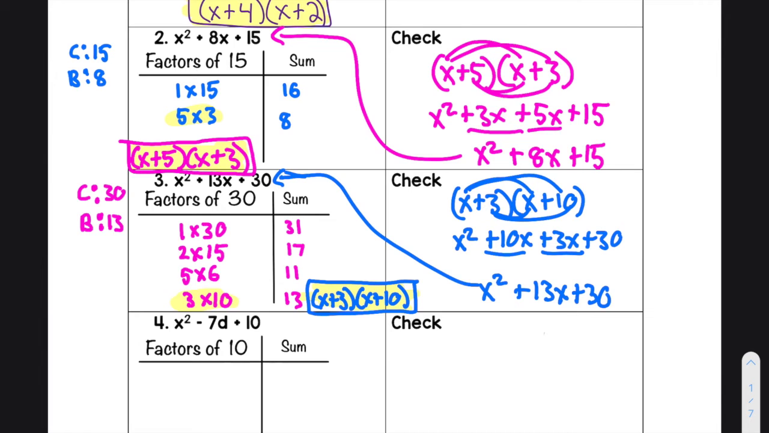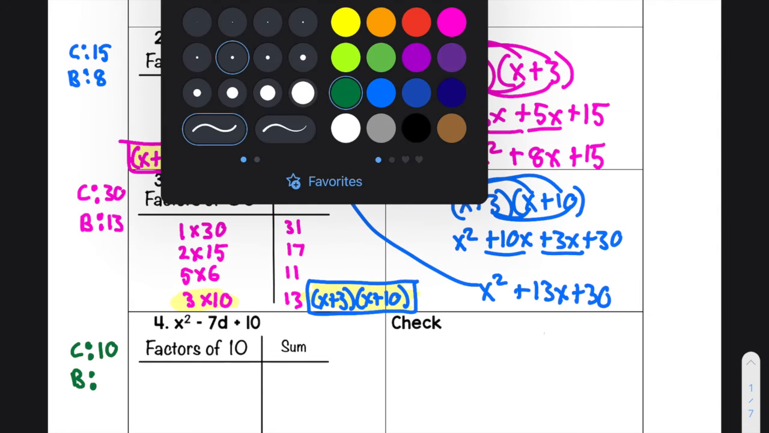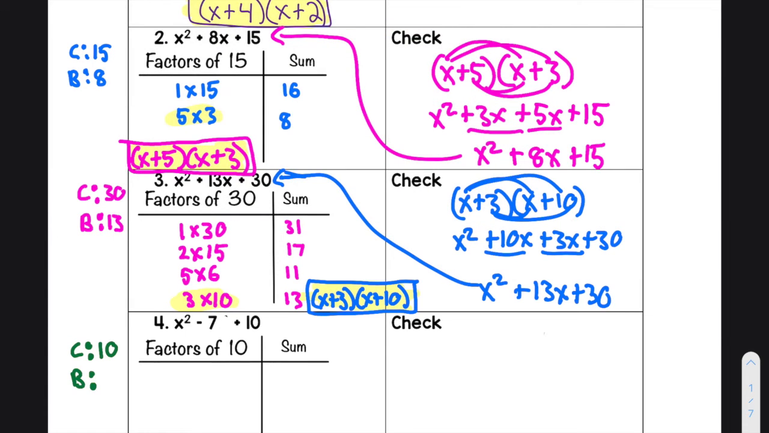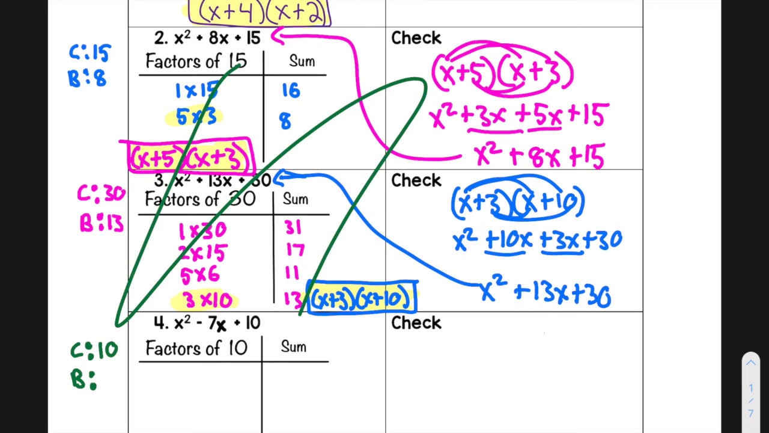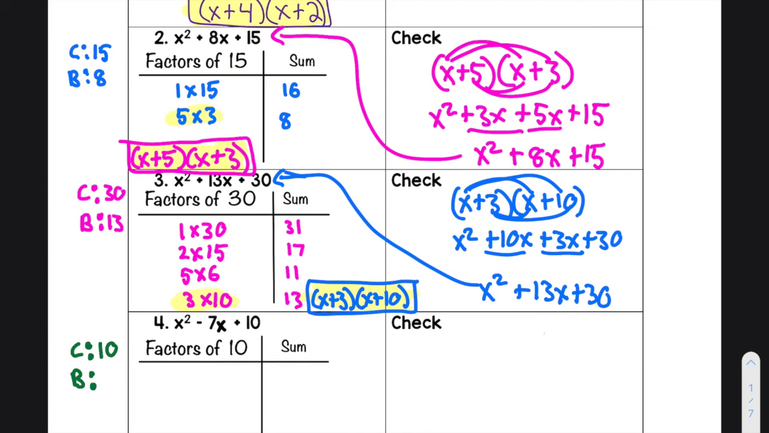Our last problem on this page now has a negative value, which we're going to use the same exact procedure. First, identify C and B, where C is the term without a variable, in this case is 10, and B is the coefficient or term with the variable to the first power, in which in this case is -7.